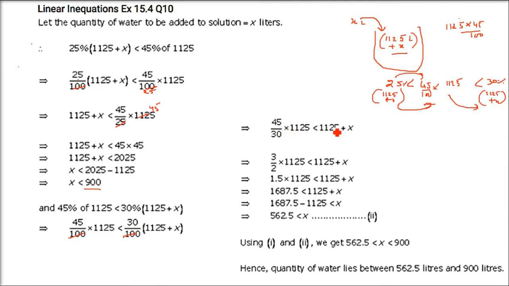Just multiply this, it will be 1125 plus x. Here 45, just take common or divide them by 15, 3 by 2 you get. That is 1.5 into 1125, 1687.5. Take 1125 here, and then you get x should be greater than 562.5. x should be less than 900, it should be greater than 562.5. That is the amount of water to be poured, the quantity of water lies between these two numbers, 562.5 and 900.